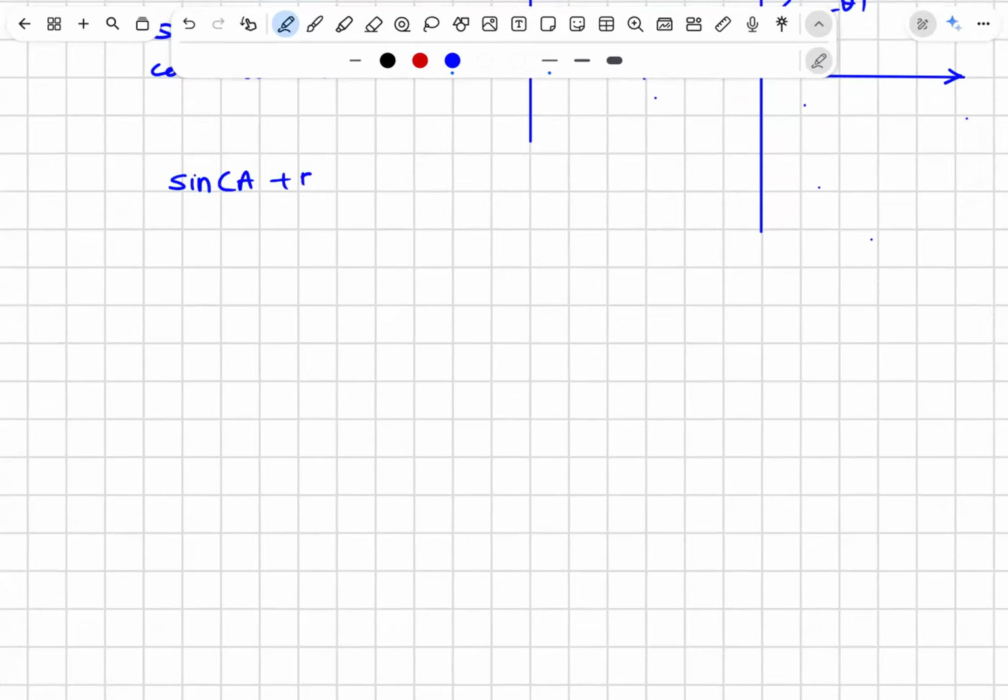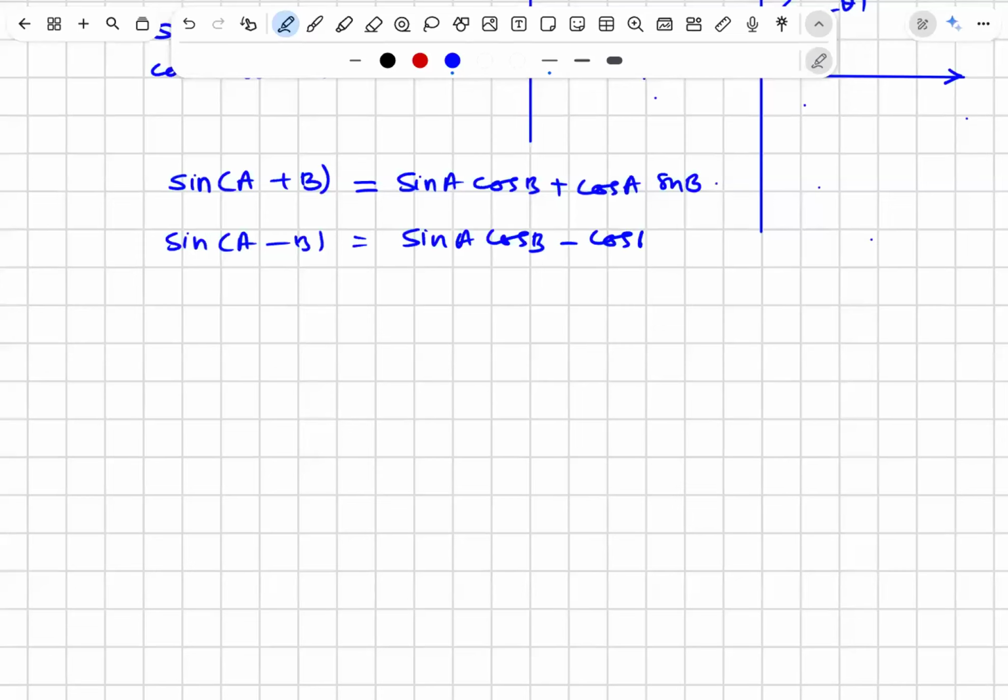You will use this relation also sometimes. Sin A plus B is sin A cos B plus cos A sin B. Okay, what is sin A minus B? Yes, sin A cos B minus cos A sin B.